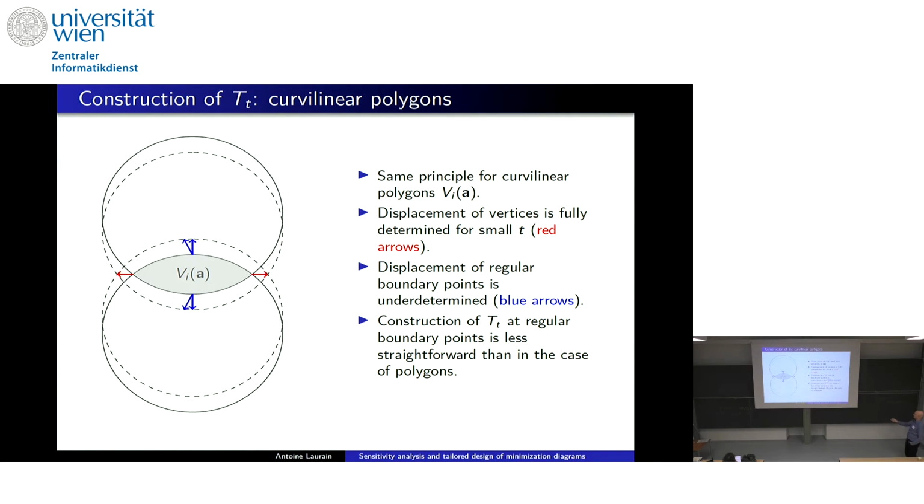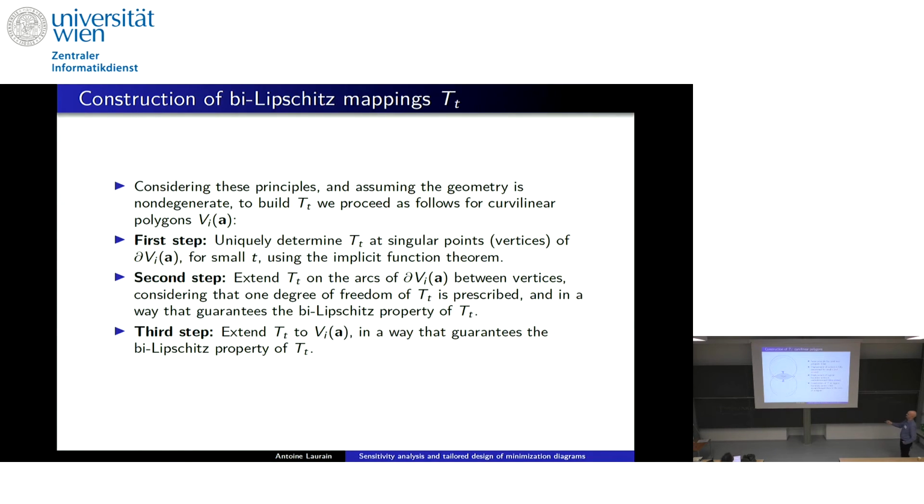And so the construction of the capital T at regular points is less straightforward than in the case of polygons, because you cannot do the linear interpolation directly, but the idea is similar. You need to define a kind of extension to define it.